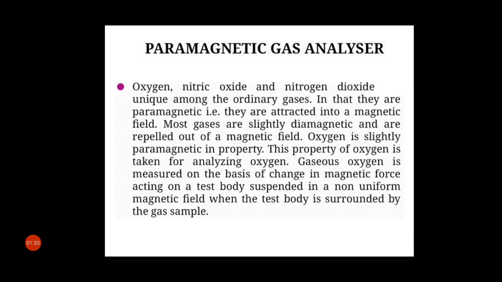So oxygen has the property of being paramagnetic in nature. That means it does not have as strong a magnetism as permanent magnets, but at the same time it is attracted into a magnetic field. Nitric oxide and nitrogen dioxide are the other two gases which are paramagnetic in nature. Most gases are however slightly diamagnetic, which means they are repelled out of the magnetic field.